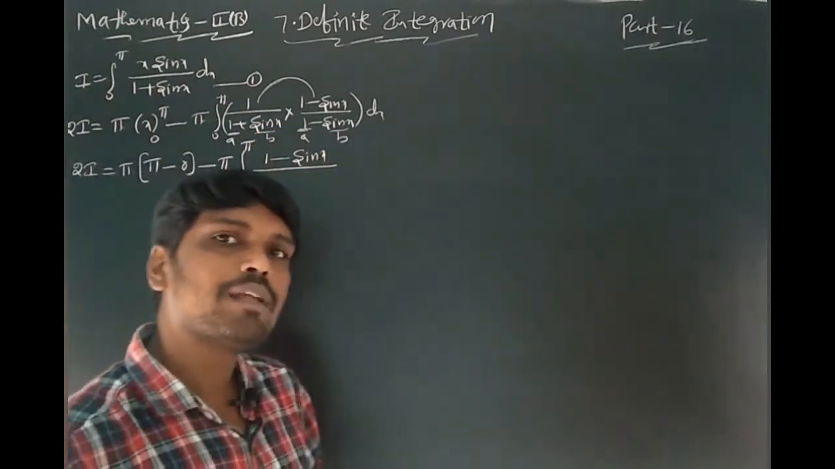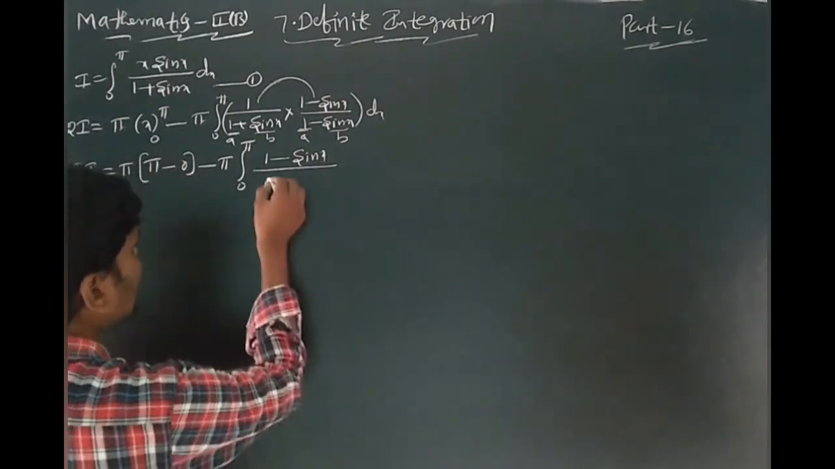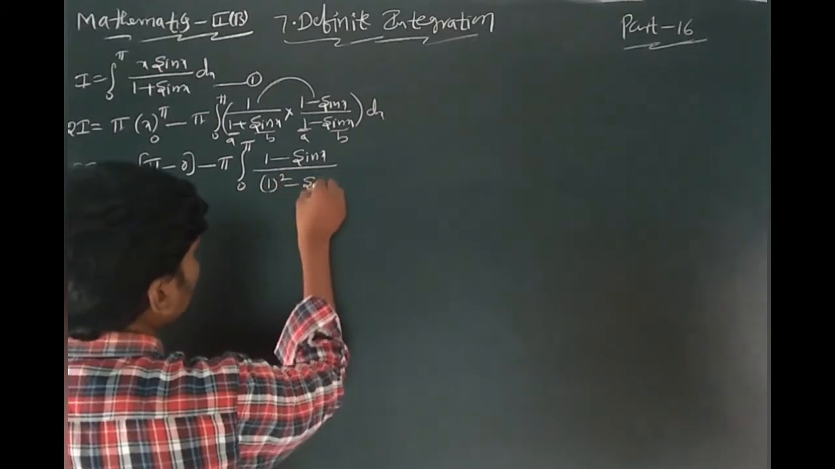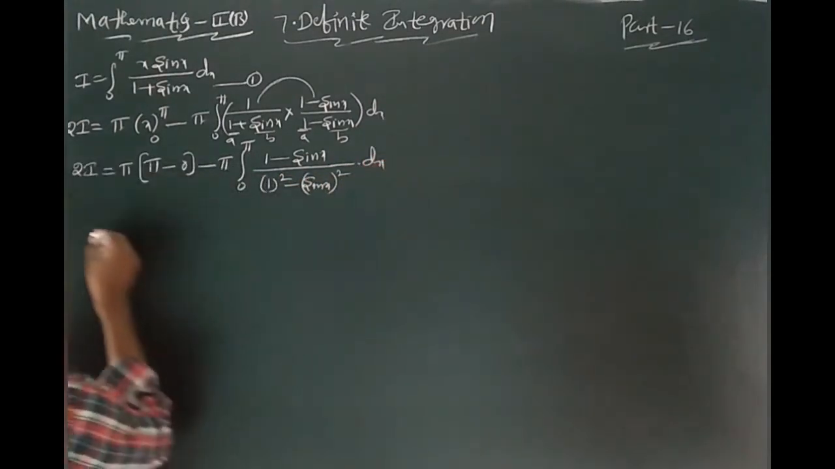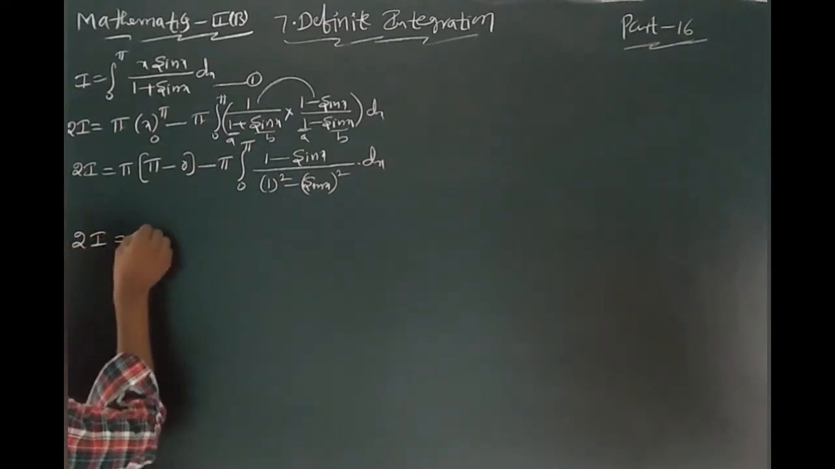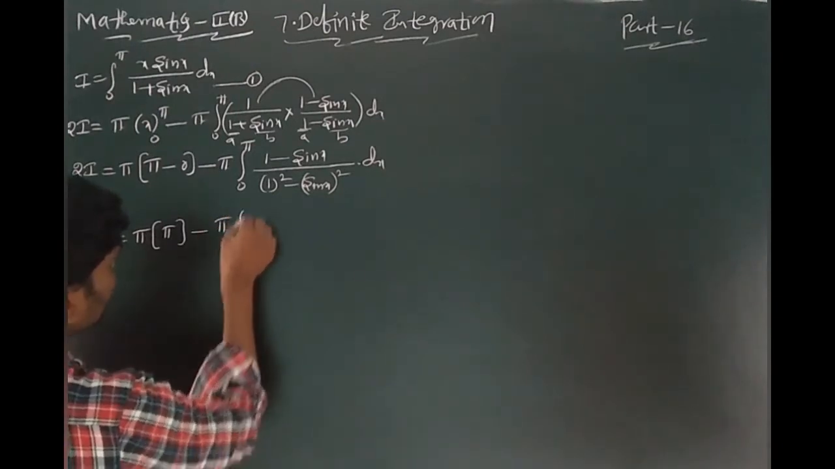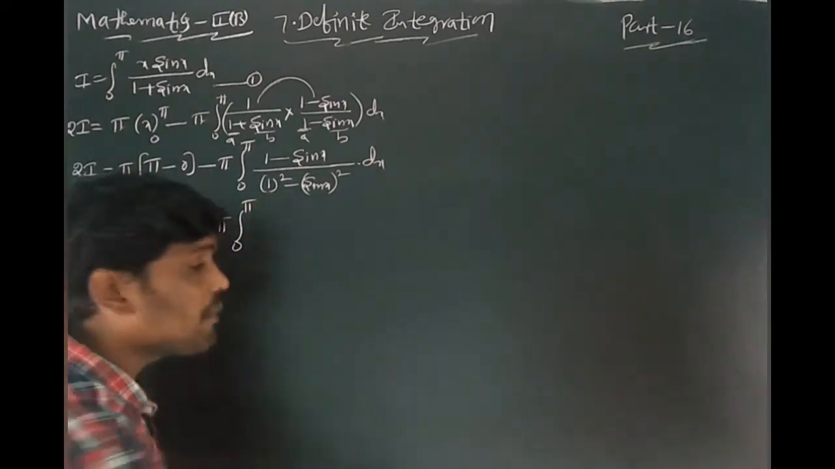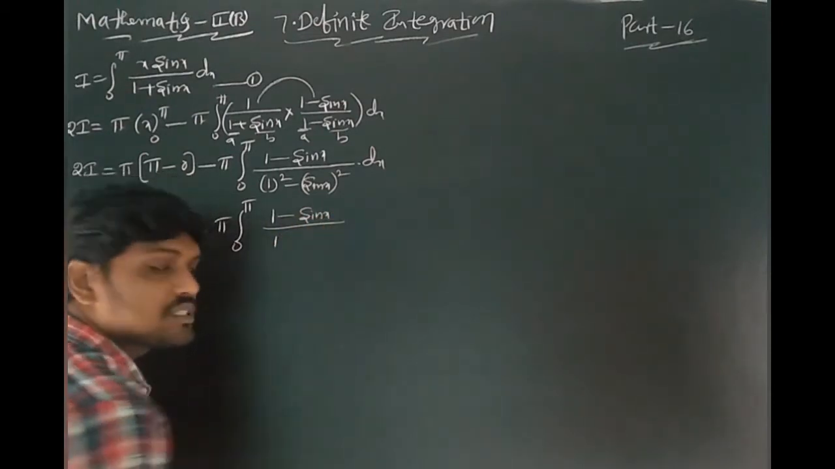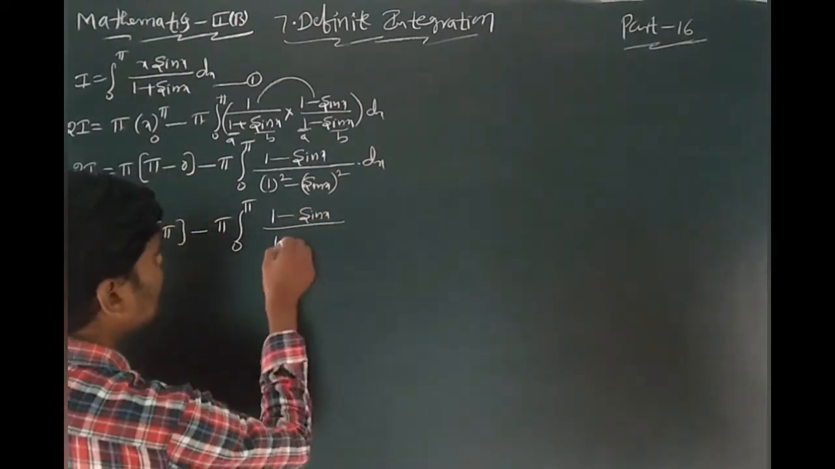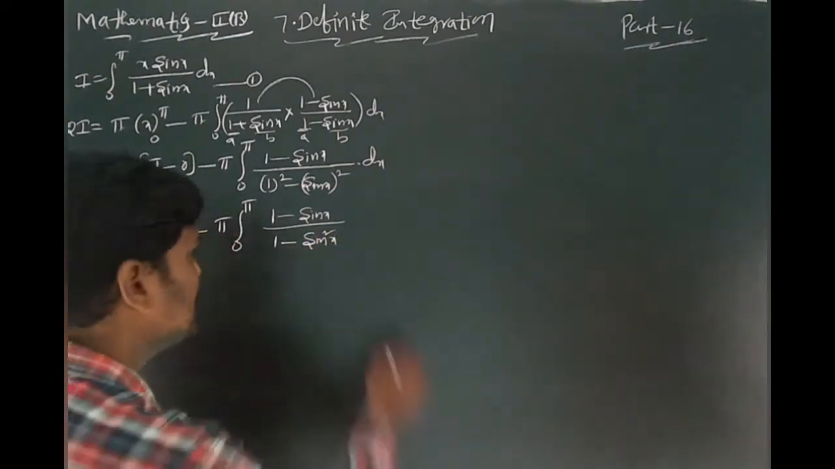What is the formula of (a plus b) into (a minus b)? A square minus b square. A square is 1 square, b square is (sin x) whole square, dx. 2I is equal to pi into (pi minus 0), the value is pi, pi into integral 0 to pi, (1 minus sin x) by (1 square minus sin square x) dx.